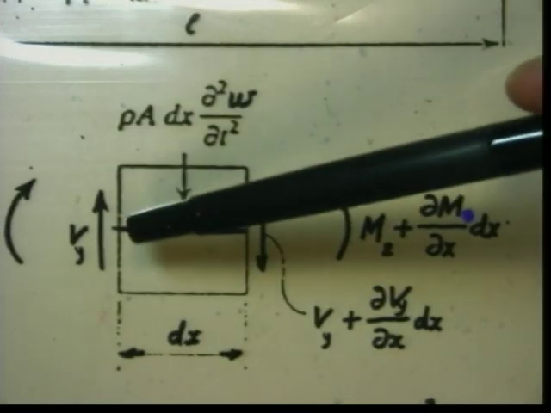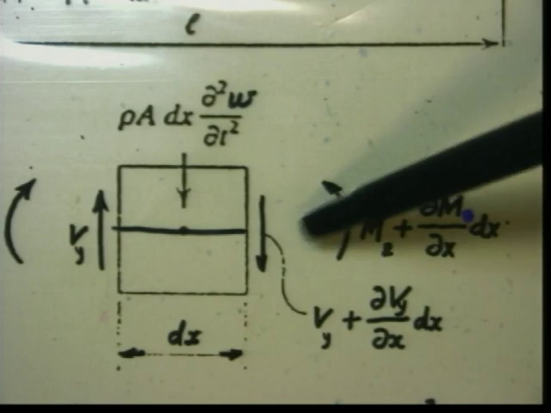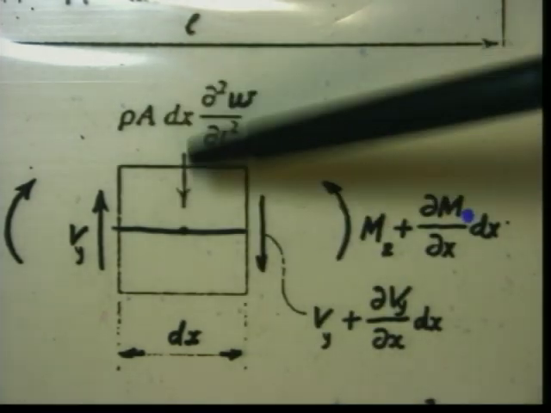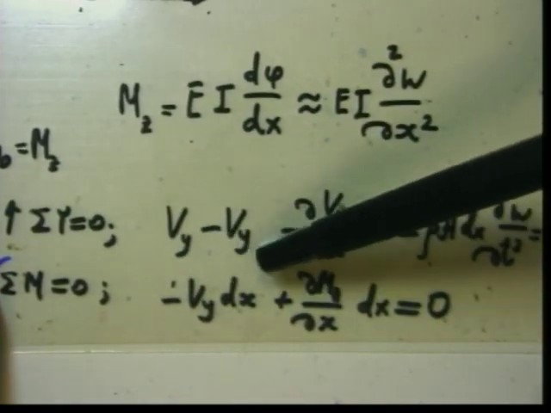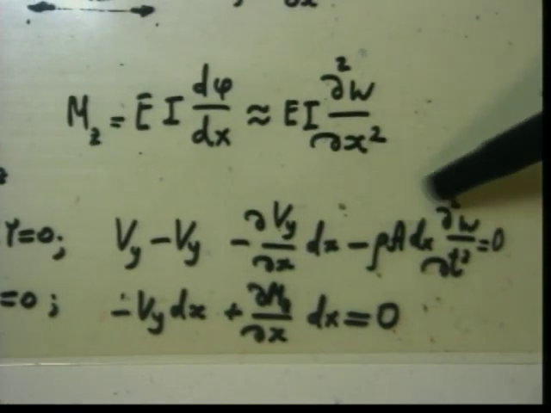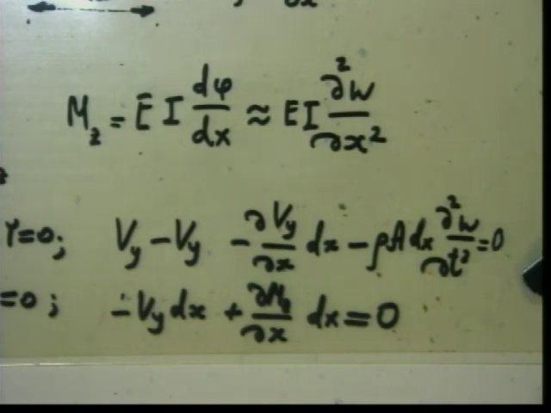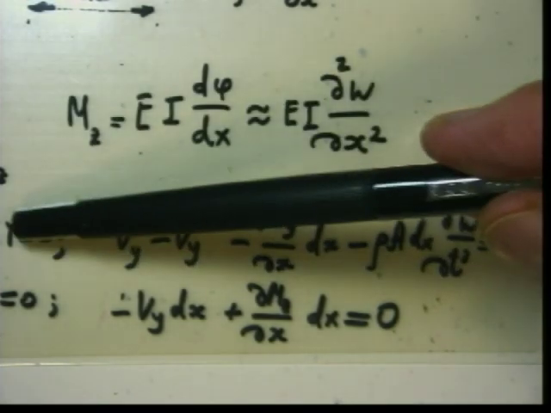Now, we take the sum of the forces in the vertical direction. There is this Vy, then there is this Vy plus dVy/dx dx, and there is this force. So together it will be like this. Sum of the forces in y direction: Vy minus Vy minus dVy/dx dx minus rho A dx d2w/dt squared. That is the sum of the forces in x direction. Please write down only the first equation.